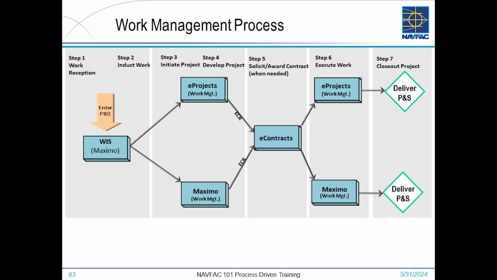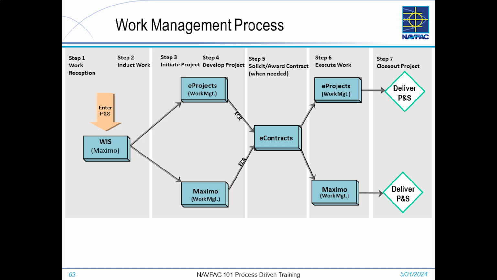In step number 4 is what we call develop project. It may be determined that we need outside contractors to help with the execution of the work, or we may need to purchase software or material for the project. In that case, in step number 4, we would need to fill out an electronic contract request, otherwise known as an ECR. The ECR screen exists in both eProjects and Maximo. Any NAFAC team member on the project can fill out the ECR.